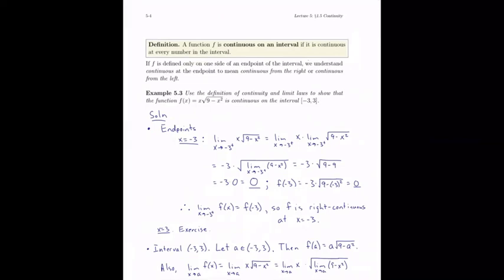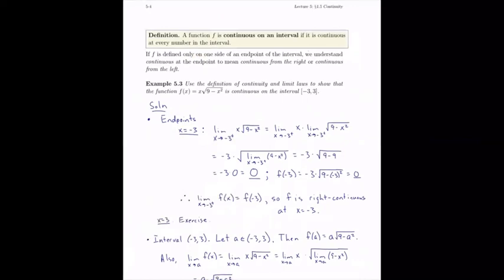So whatever would naturally make sense. And we'll see how that plays out in this example now. Use the definition of continuity and limit laws to show that the function f of x equals x times the square root of 9 minus x squared is continuous on the interval -3 to 3 inclusive.